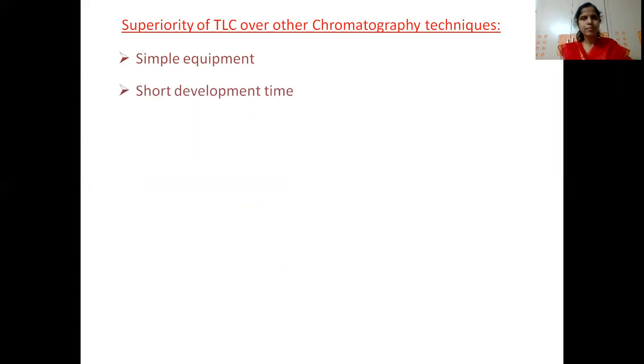And it is short development time. It just takes 15 to 20 minutes for the development, because we are taking a very small slide. So the developing, that is the running of the solvent from bottom to the top, takes place just within 15 to 20 minutes. So the development time is very less.